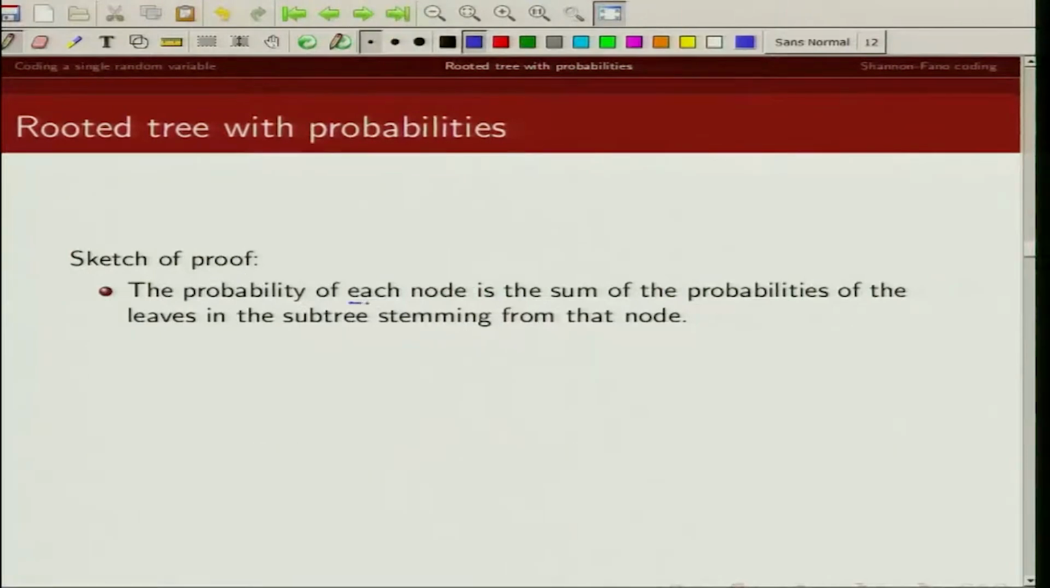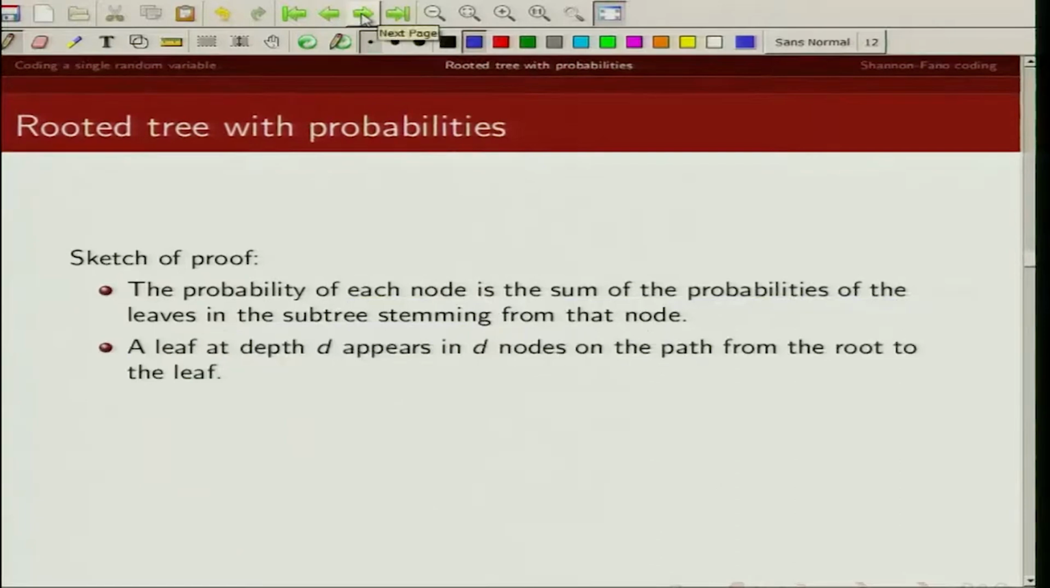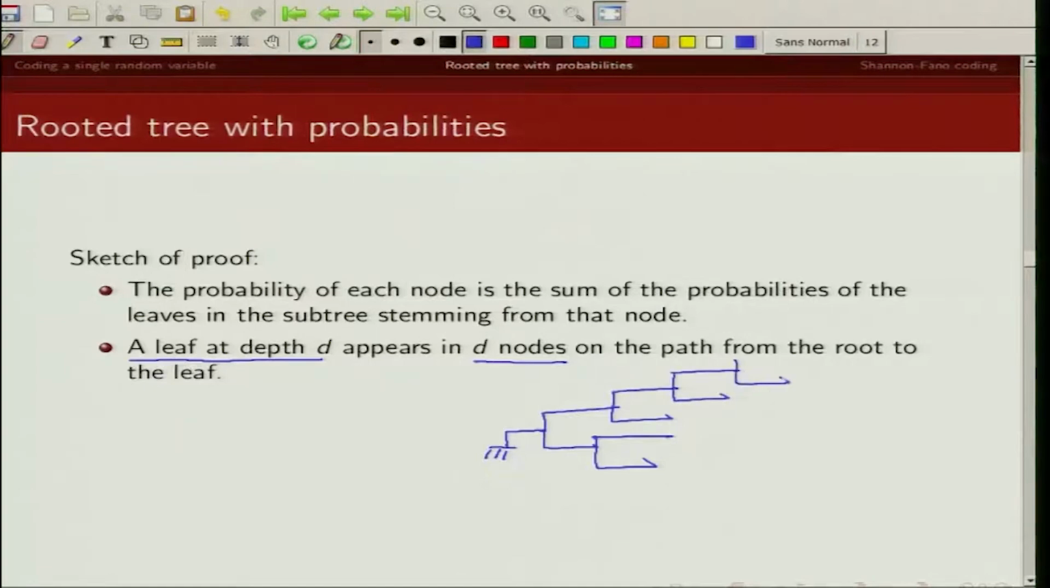The probability of each node is the sum of probabilities of the leaves in the subtree stemming from that particular node. Now a leaf which is at depth d will appear in d nodes on the path from the root to the leaf. What do I mean? Again, I take an example of a binary tree. Let's say these are my leaves.